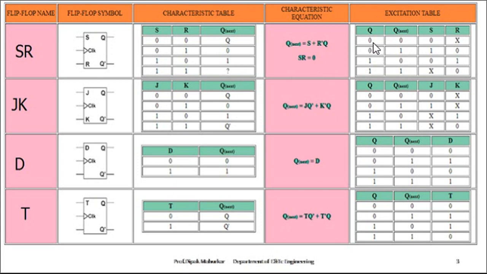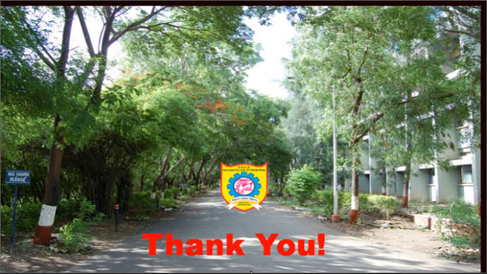Again, for the first row, Q is equal to 0, expected Qn plus 1 is again 0, and the second row also has Qn plus 1 equal to 0. So we have to find the input of SR. For the first and second rows, S is 0, but R is 0 and 1, so R is don't care. So S is 0 and R is don't care. Like this, we find the inputs of the respective flip-flop. In the same way we can find them for JK, D and T. But what we require is the characteristic table, also called the truth table.